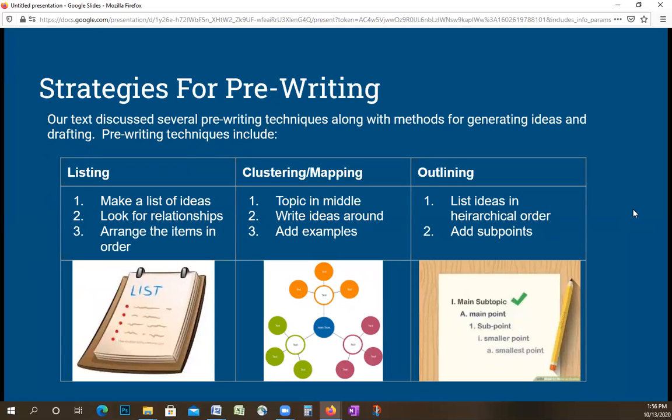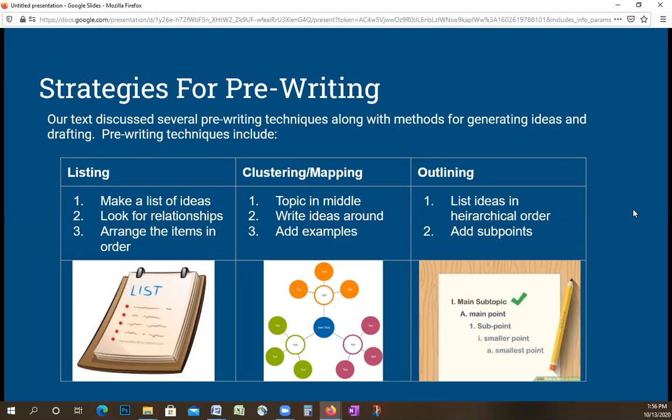So before we get to the 4 T's, I wanted to touch on some of the strategies for pre-writing that are presented in our text. It included the pre-writing techniques along with several methods for drafting and generating ideas. The ones that most closely relate and are most specific to pre-writing are listing, cluster mapping, and outlining.